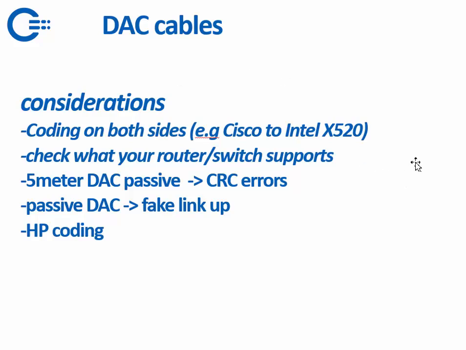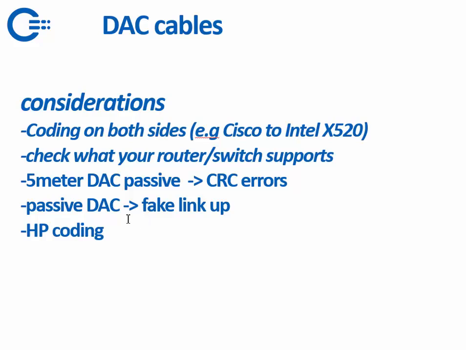Also, check what your router or switch supports. There are Brocade switches, for example, that only accept active optical cables and not passive cables, because the signal strength on the SFP is not strong enough. You can see CRC errors with 5 meter DAC cables. That also has to do with the fact that not every brand, Huawei for example, gives enough signal strength. And then over the 5 meters, the packets just don't arrive correctly on the other side, and you will see CRC errors.